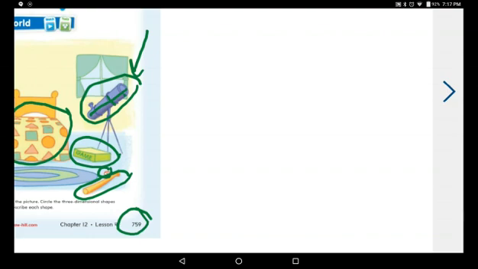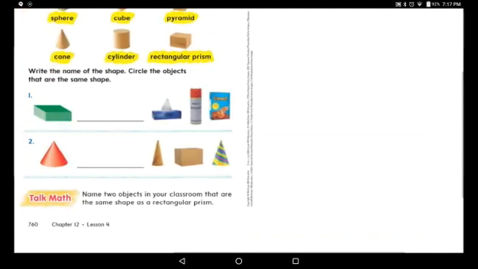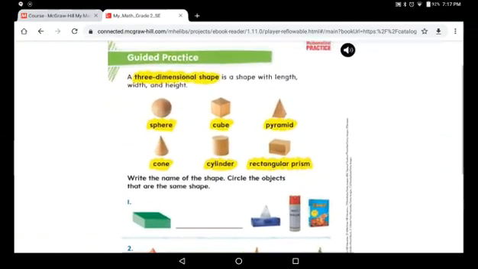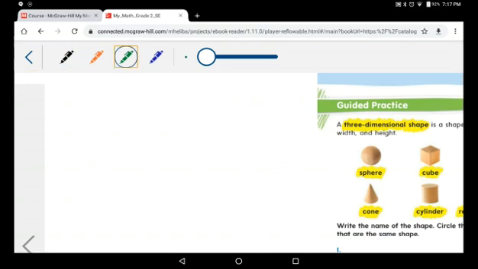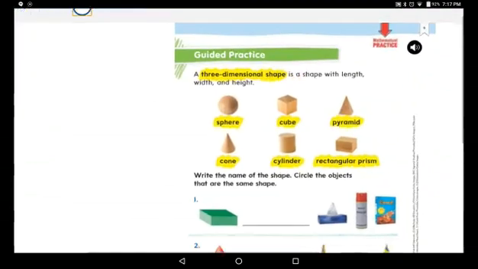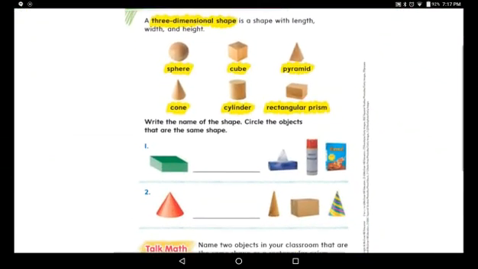Now, please again hold your pencil and let us identify the shapes here. A three-dimensional shape is a shape with length, width, and height. So that's why we said it's a three-dimensional shape. It has three dimensions: one is the length, two is the width, and three is the height. So we say three-dimensional shapes. Now look at the six shapes.